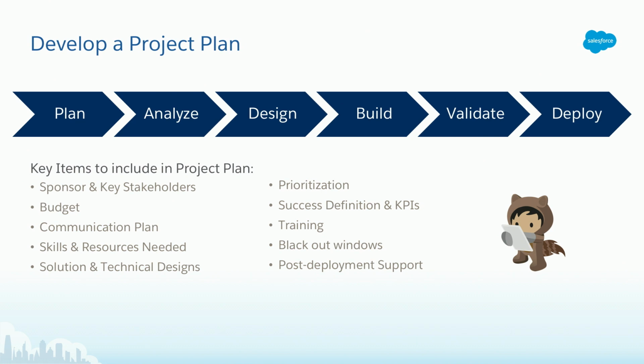All right, so at the end of this step, you're going to think about what your project plan is. Now, this is a very standard waterfall-ish project plan here. If you're agile, it might look a little different, but there's some key things you need to include in any project plan, whether you're waterfall or agile. Make sure you have a sponsor and key stakeholders. Don't go it alone. Make sure you have a champion that goes with you on this project.